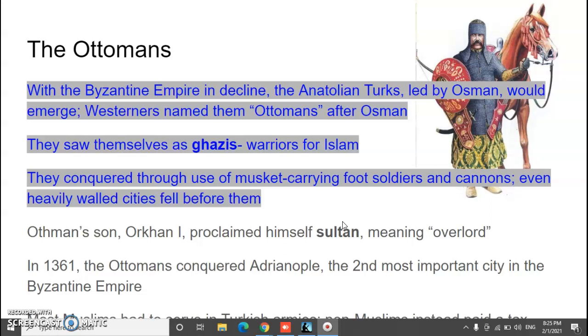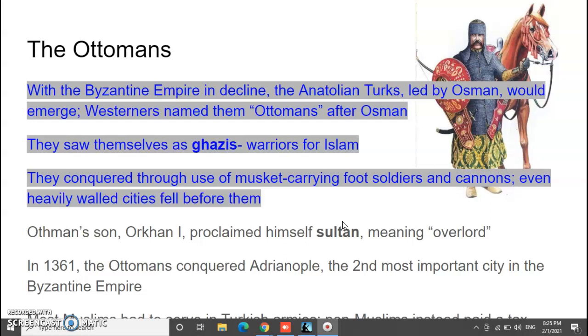The Ottomans saw themselves as Ghazis, which is a term meaning warriors for Islam. So obviously they're very militant, if that's a descriptor that they give for themselves. They conquered through the use of musket-carrying foot soldiers. A musket is like a rifle, a primitive rifle, and cannons. Using this heavy firepower, even heavily walled cities fell before them. As you can think about, not long before this, a lot of fighting was primarily done with swords and that sort of thing. But now you have heavy firepower, and they used it effectively.